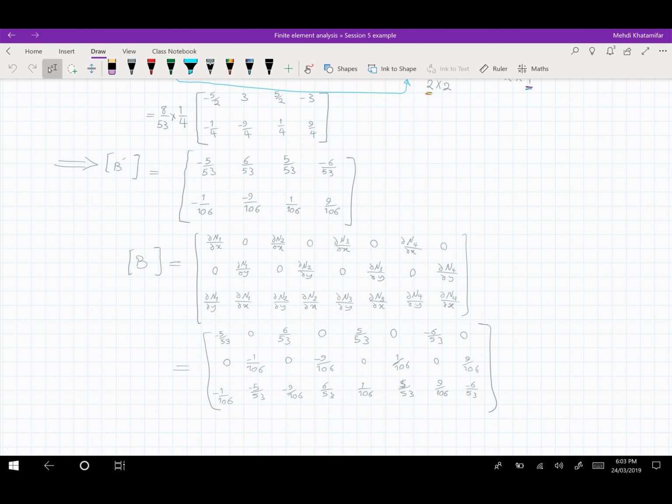Next session, I'm going to tell you how we can combine these matrices and find the total stiffness matrix for the whole element, and find the strain or stress for the object or our design, which should be a very simple case.